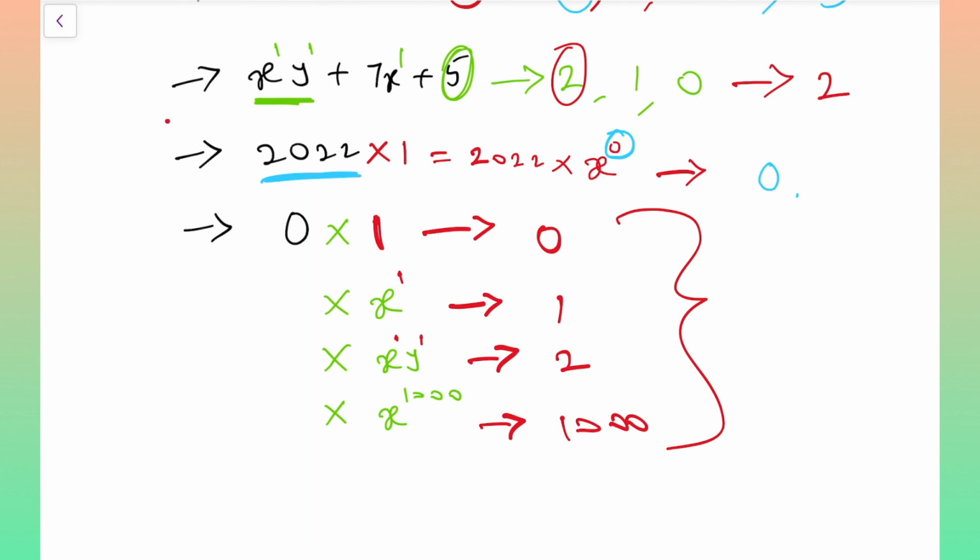Just keep these two numbers clearly in your mind. 2022, that is constant. For any constant, degree is 0. Next, what is the degree of 0 itself then? Degree of 0 is not defined.